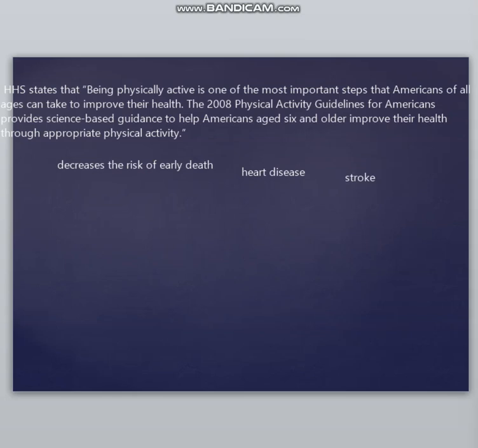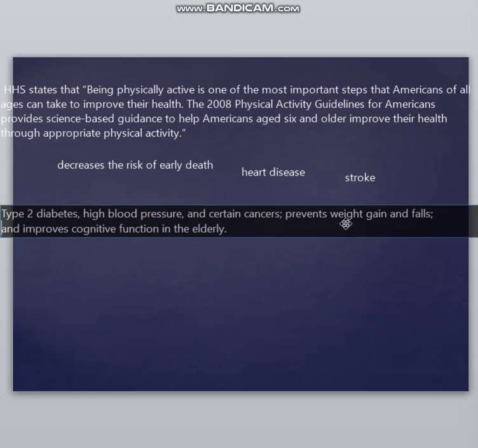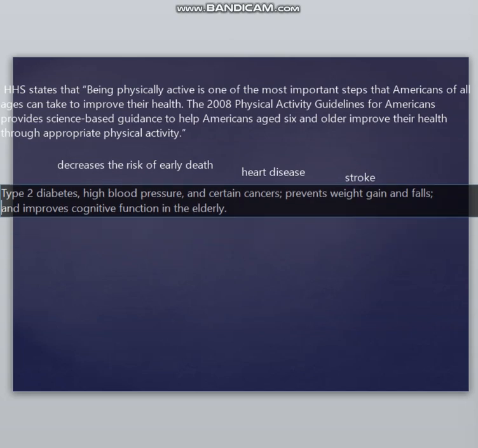Okay. You don't get type 2 diabetes so easily. It improves your blood pressure and prevents certain cancers, prevents weight gain and falls, and improves cognitive function in the elderly. I'm going to write all this down because these are the things that you need to know about being physically active. Okay, so I'm just going to put it in here.